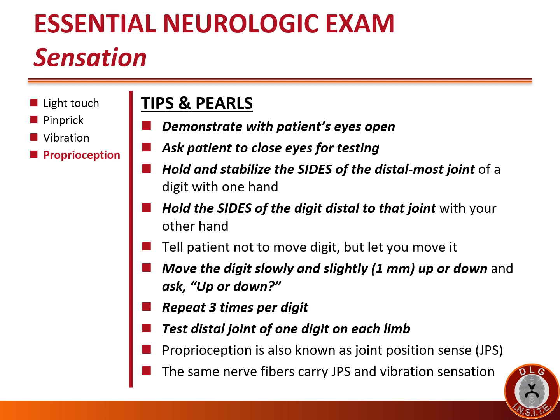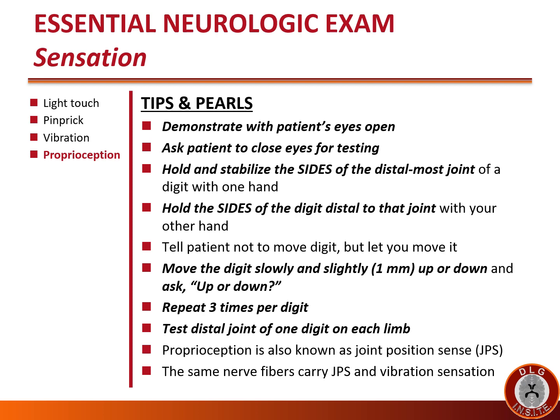Tips and pearls: sensation, proprioception. First, when assessing proprioception, demonstrate the process to the patient with the eyes open, and then ask the patient to close their eyes for testing. Hold and stabilize the sides of the distal-most joint of a digit with one hand, and hold the sides, once again the sides, of the digit distal to that joint with your other hand.